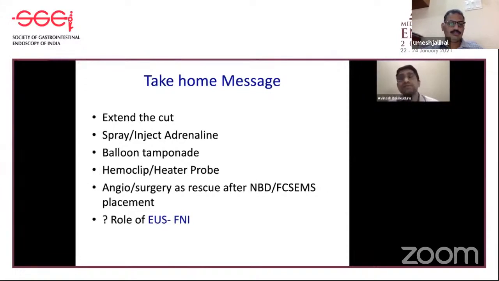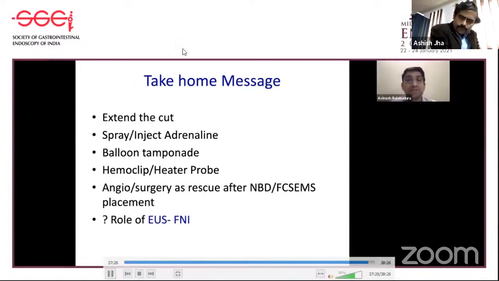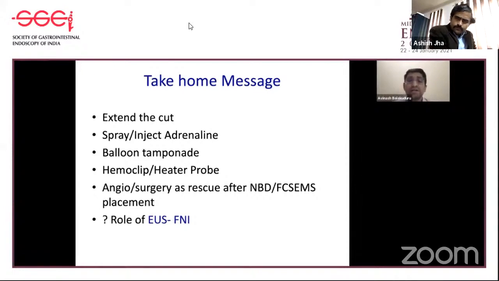We can use the 9-12 stone extraction balloon at the distal end of the bile duct as a tamponade effect, such that the bleed can be controlled. We use a high water jet so that visibility is not a problem. We use thermal devices to control the bleed, and rescue is always an interventional radiologist or surgery, after we place a nasobiliary drain or a fully covered metal stent in case of rebleed or a refractory post-sphincterotomy bleed.